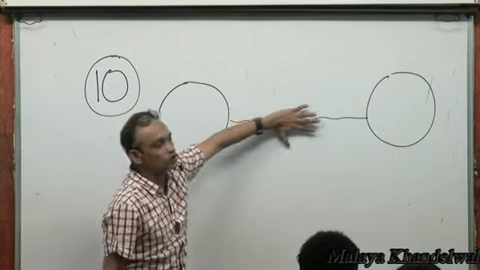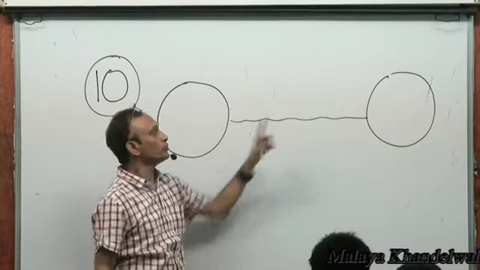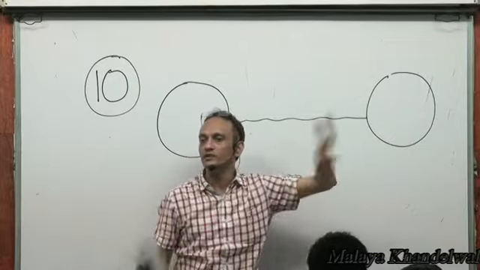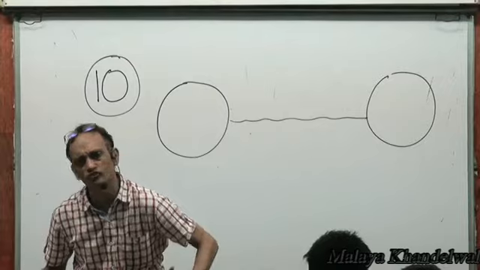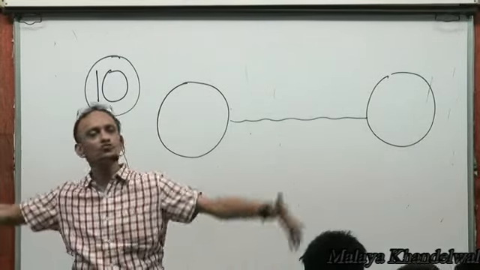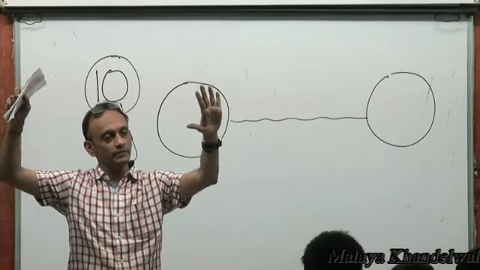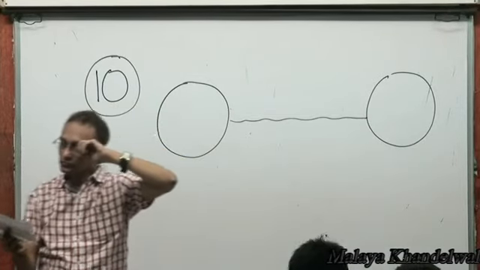Which means if this wire was not there, then they will not exert forces on each other. The potential on this because of this will be 0. The potential on this because of this will be 0. They will not contribute to each other's potential. They will have potentials because of their own charge, not because of the charge on the other one. This is what I mean when I say a very long wire. Is that all right or not all right? Make sense?